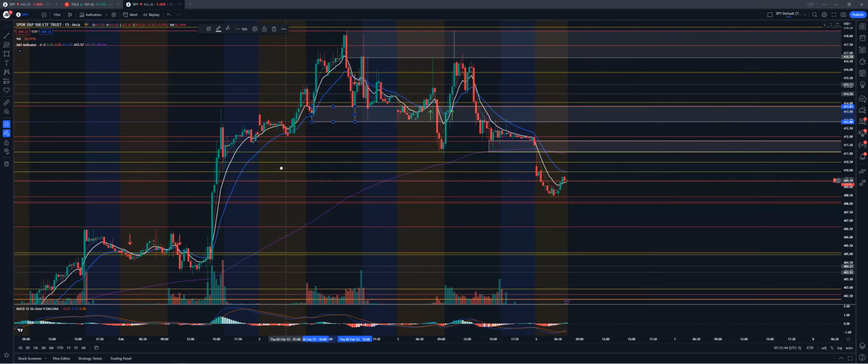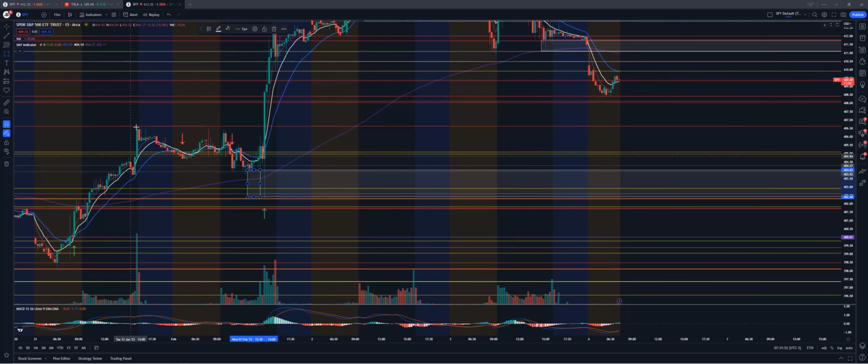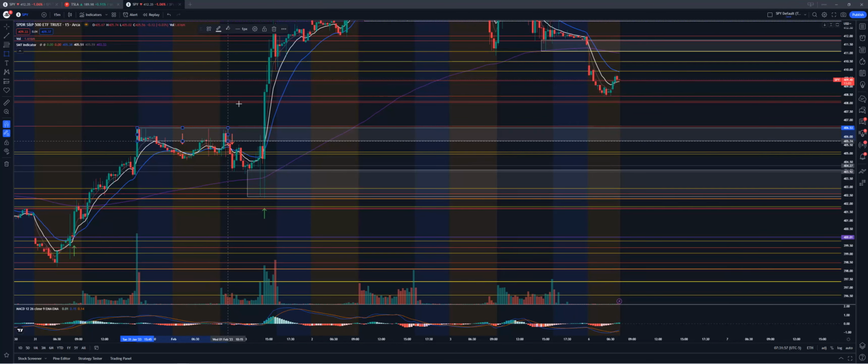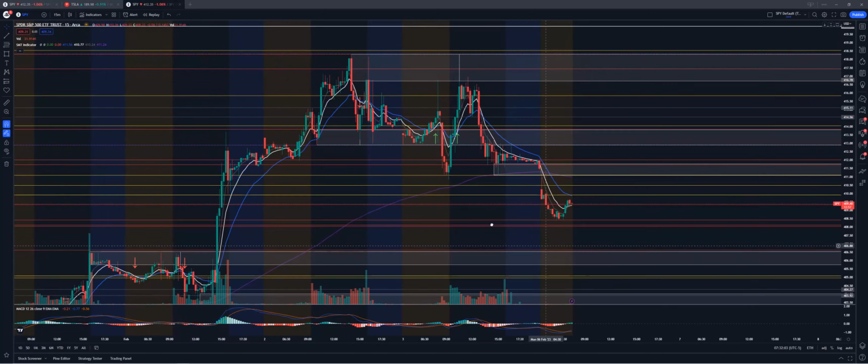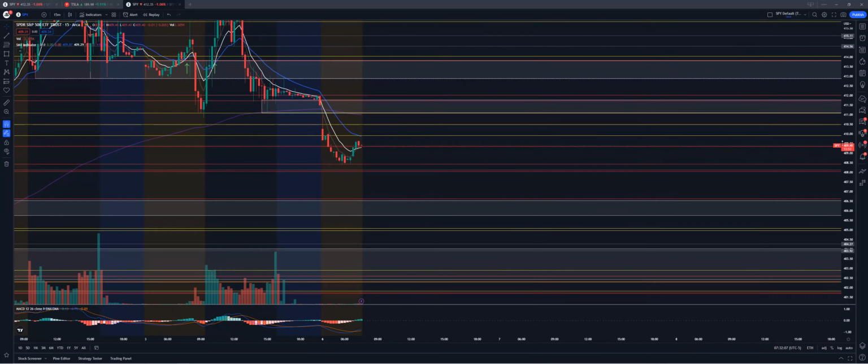And then we can do a low of day zone right here. This is a big wick right there. And then a high of day zone right here. So these were the zones that I want to keep on my chart. We're kind of covered on both the downside and the upside, and we have several fib levels in between.